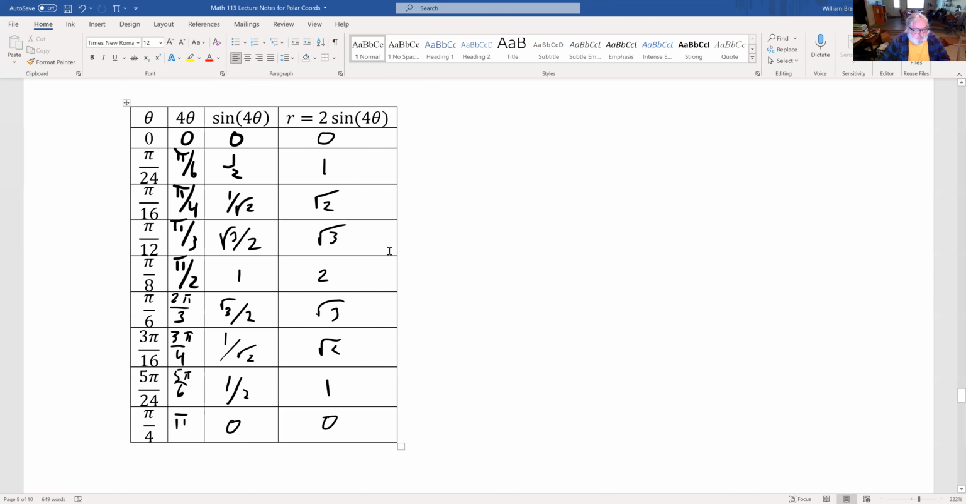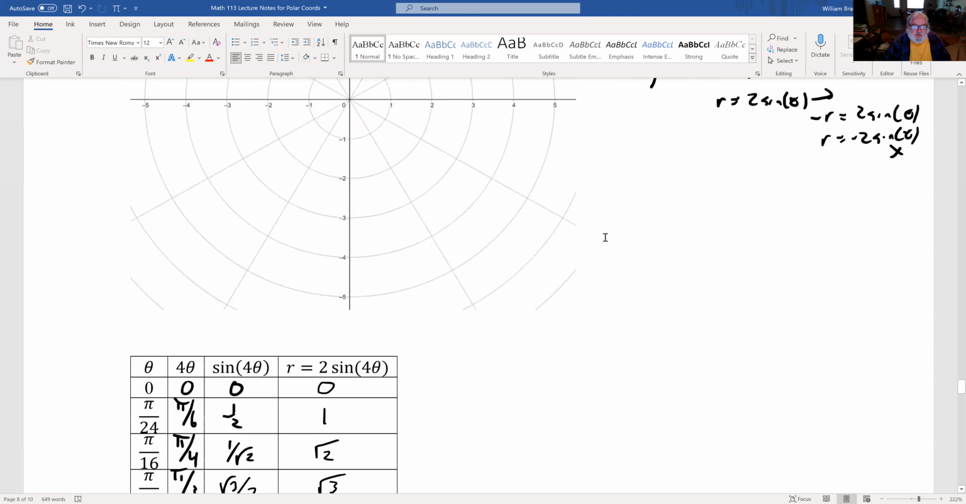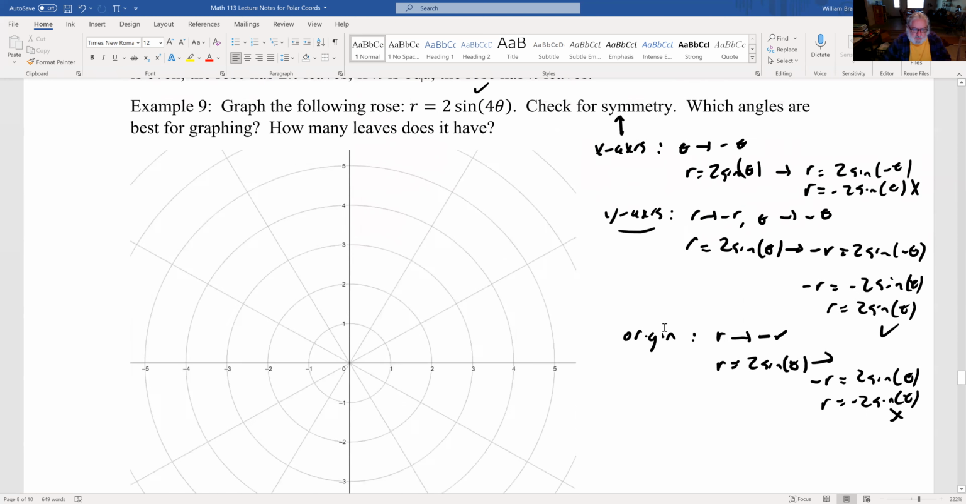So up to pi over 4, as the angle goes from 0 to pi over 4, our r value goes from 0 up to 2. So here's pi over 4.